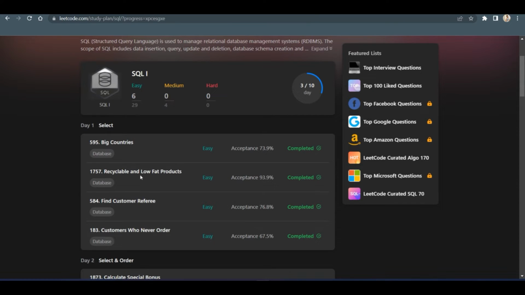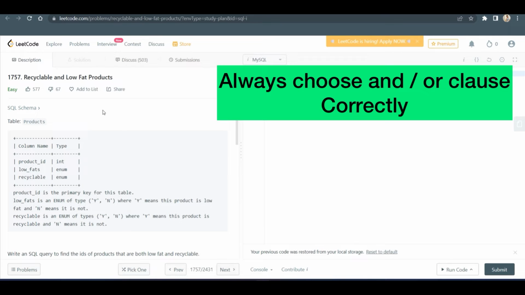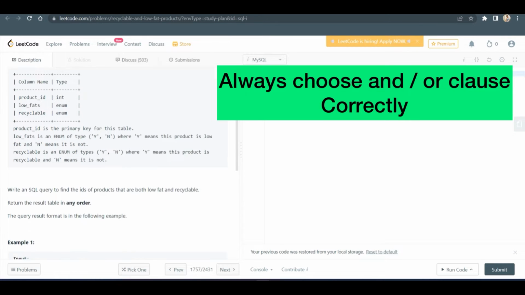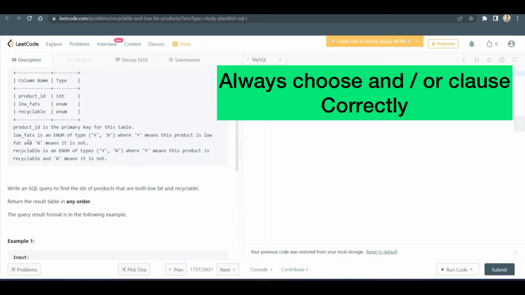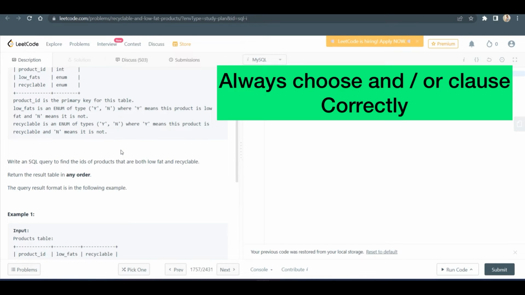Next one is recyclable and low fat products. So this is the question number 1757, recyclable and low fat products. Given are the products table which contain product ID, low fats, recyclable column, and product ID is primary key. Low fats and recyclable, these are the type of enum which contains the value y and n, that is yes and no. Means y means the product is low fats yes or not, and recyclable, the product is recyclable, yes or not. This is the meaning of enum values.